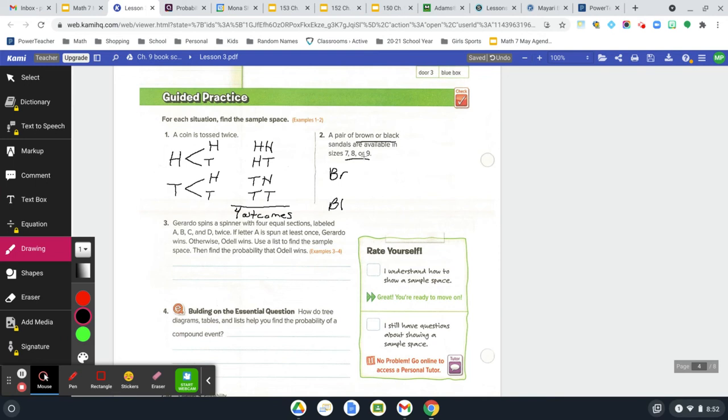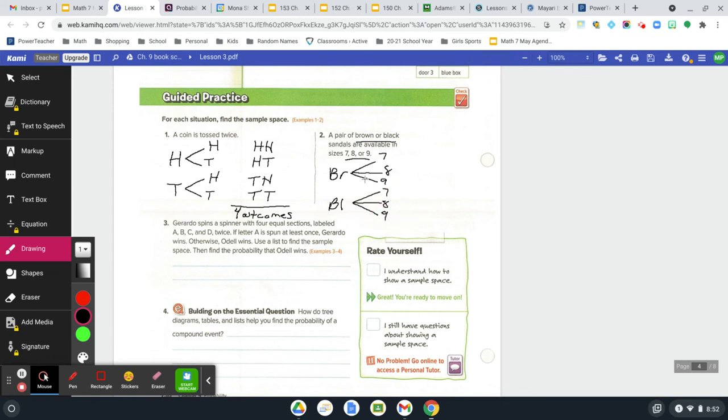Now, the sizes you can get those in, there's 1, 2, 3 different sizes, 7, 8, or 9. So draw three branches from the color choices of your sandals. Again, the trunk of your tree is your first set of choices, brown or black sandals. Then the tree branches are coming from what you have to choose from next. There are 3 different sizes, so that's why we're drawing 3 branches from each one. And we're going to list them. 7, 8, 9. 7, 8, 9.